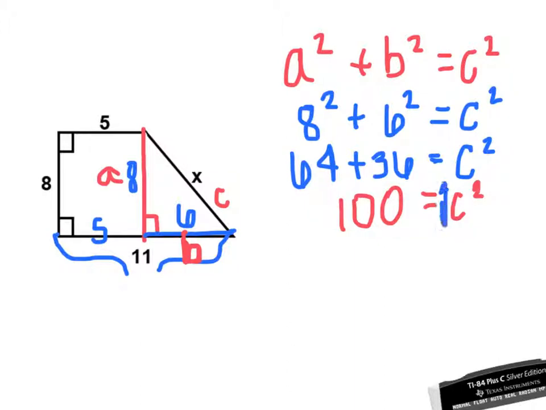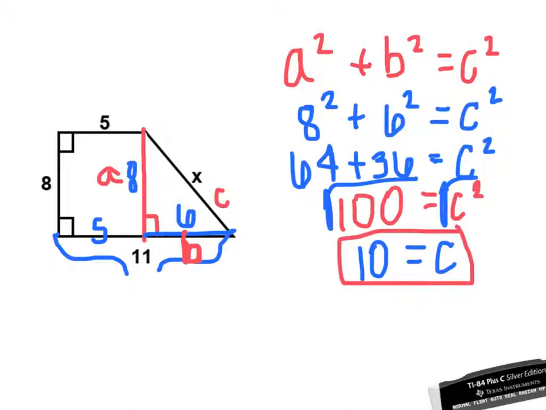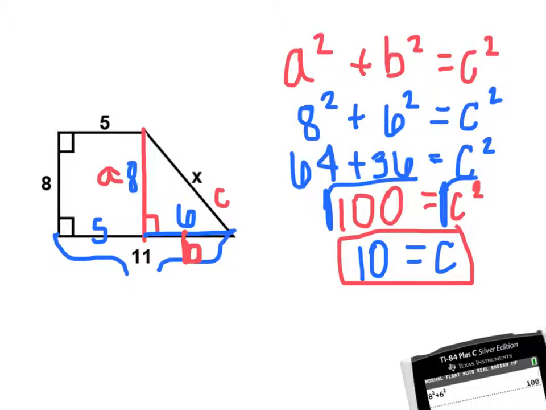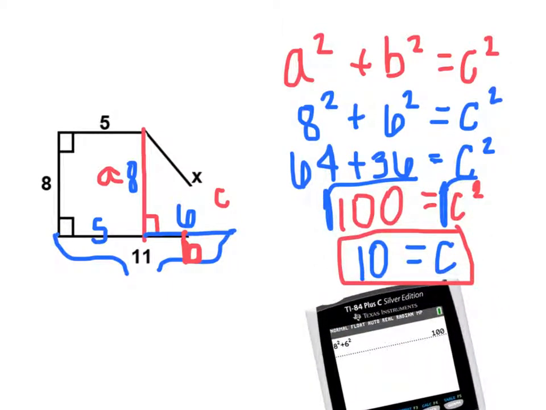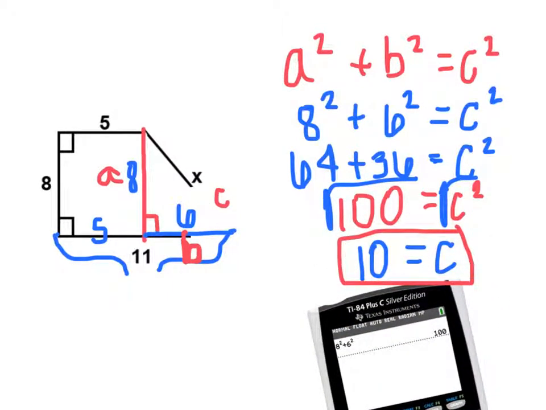We need to take the square root of both sides. The square root of 100 is 10, and that is equal to c. We could have plugged this part in our calculators. If we'd done so, it would have looked like this. And we could have skipped this step right here. Just a little helpful.